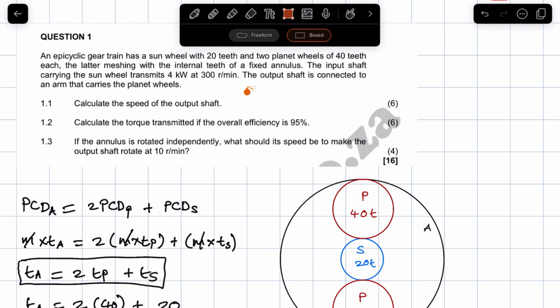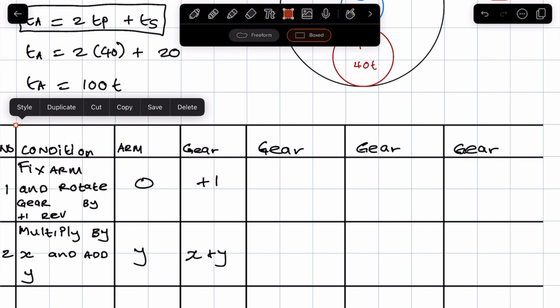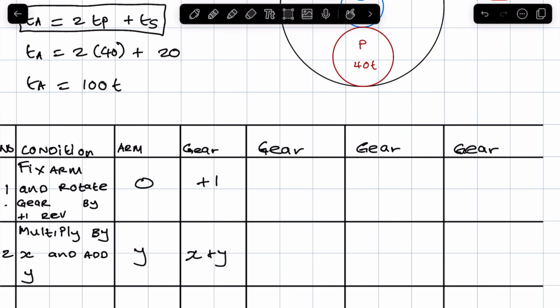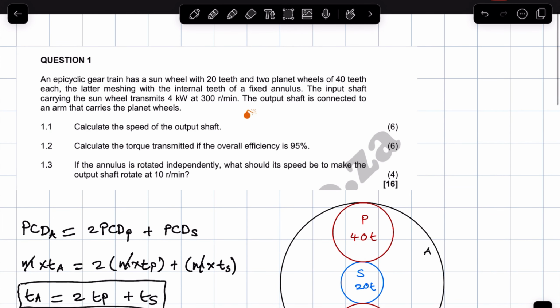Remember, again, in your table, the first as well as the second condition are fixed, meaning they don't change. The first condition being we fix the arm and rotate the annulus by 1 revolution clockwise. Then the second condition, you multiply the first condition by x and you add y. Subsequent conditions after the second condition are going to be based on the kind of questions, or the number of questions, that we have based on the problem we're looking at.